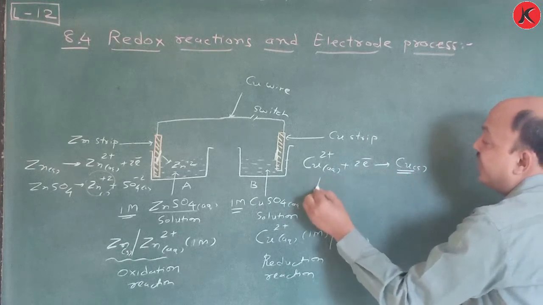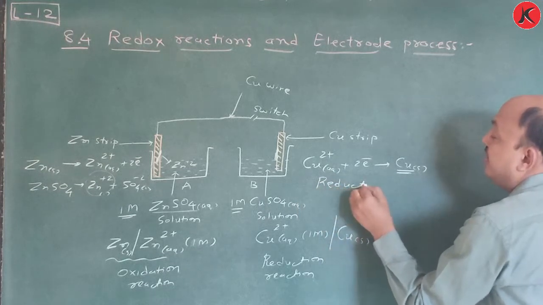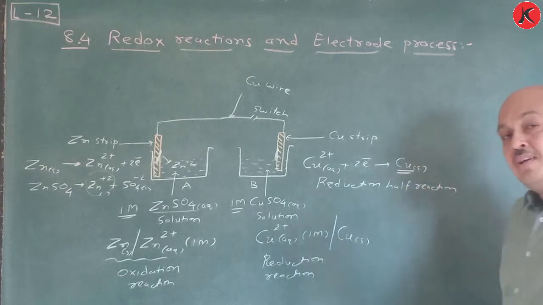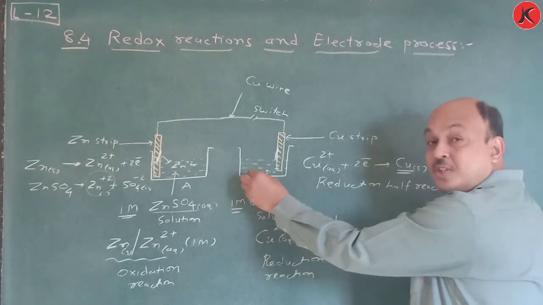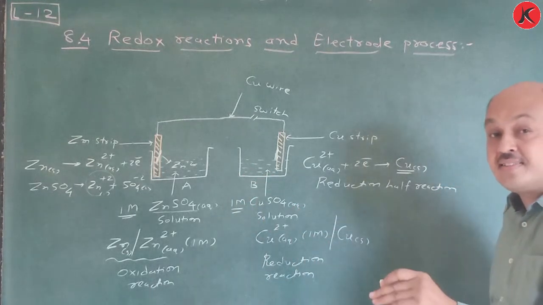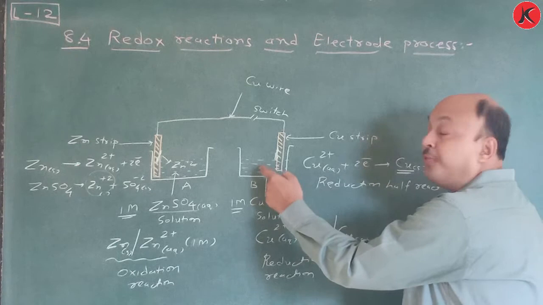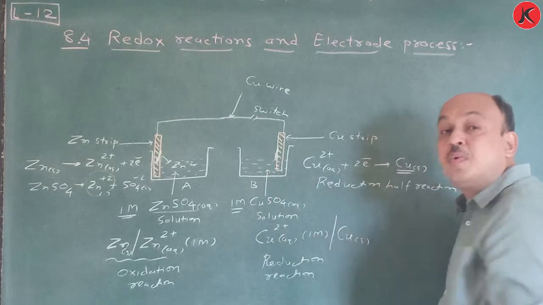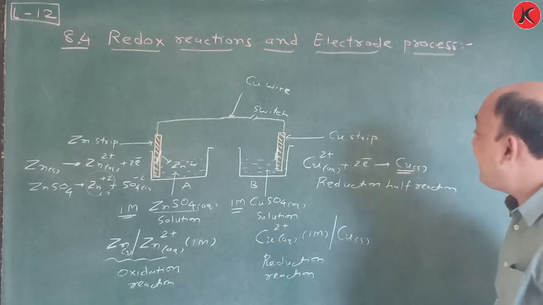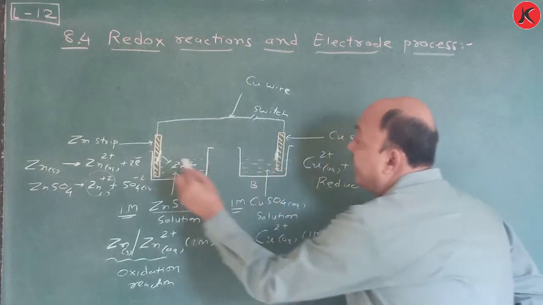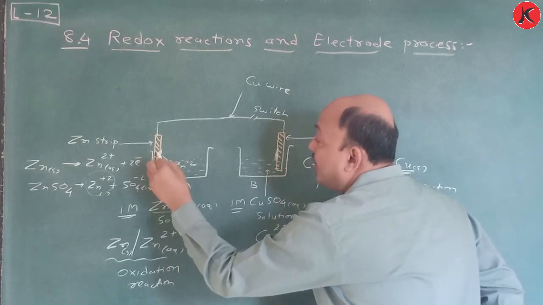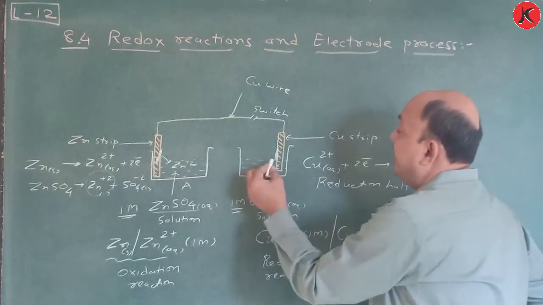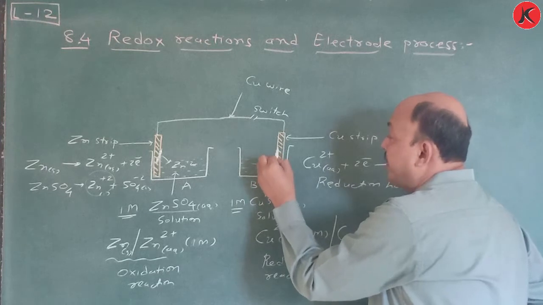So this is known as which reaction? Reduction half reaction. Now listen very carefully, because here Cu plus 2 decreases. That means the concentration of SO4 minus 2 increases, because Cu plus 2 entered this metallic strip and was converted into copper solid. That's why we can say that here copper is deposited and here zinc corrodes, or decreases in size. Zinc goes in and here copper is deposited.